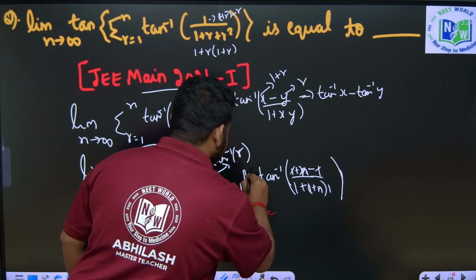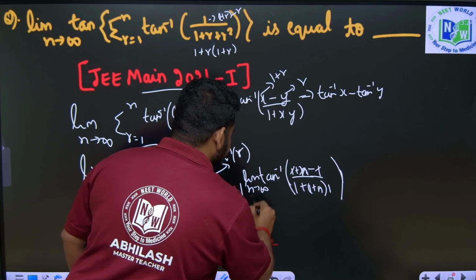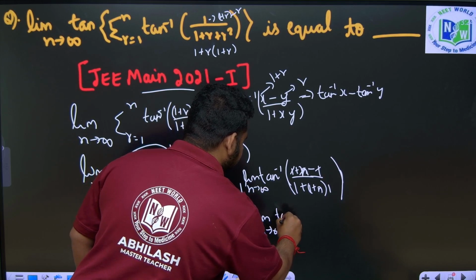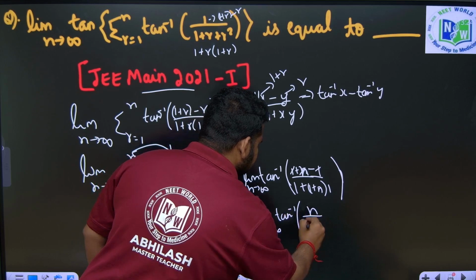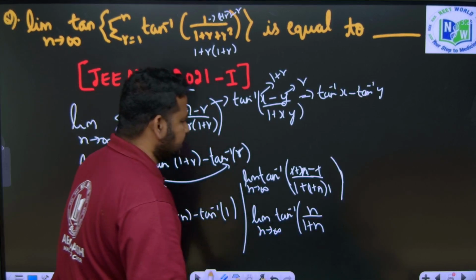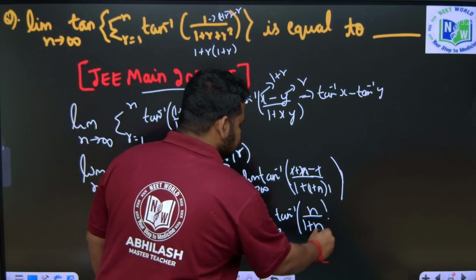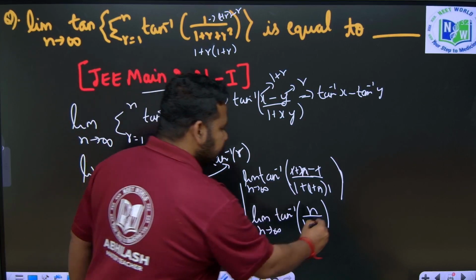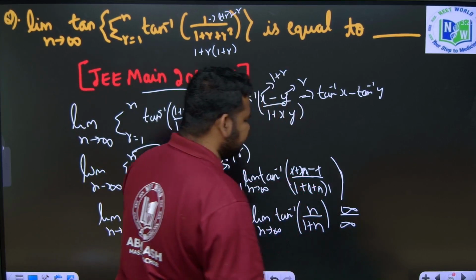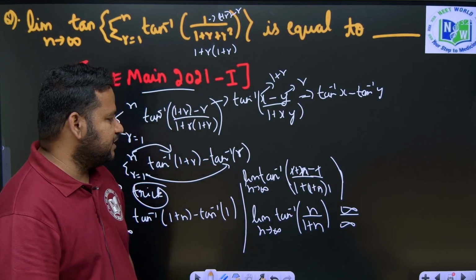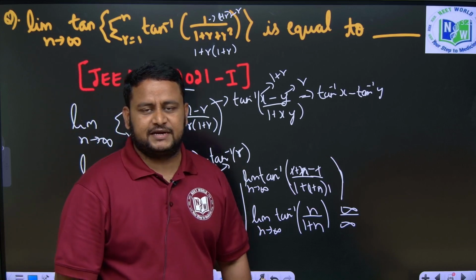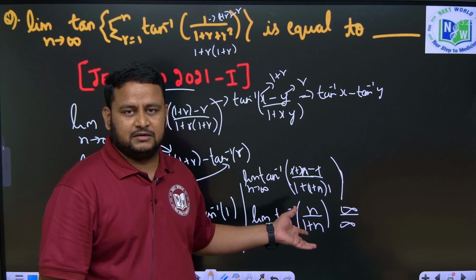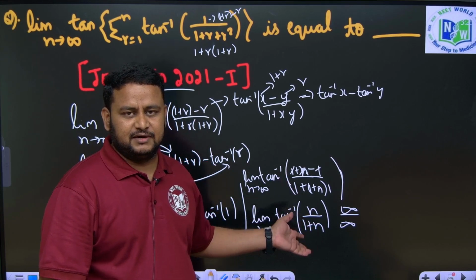So I will have limit as n tends to infinity of tan inverse of n by 1 plus n. Now if I apply the value of infinity, this is of infinity by infinity form. For infinity by infinity form, we have to check the powers of numerator and denominator. If I check, the powers are equal to 1, so the powers of numerator and denominator are equal.